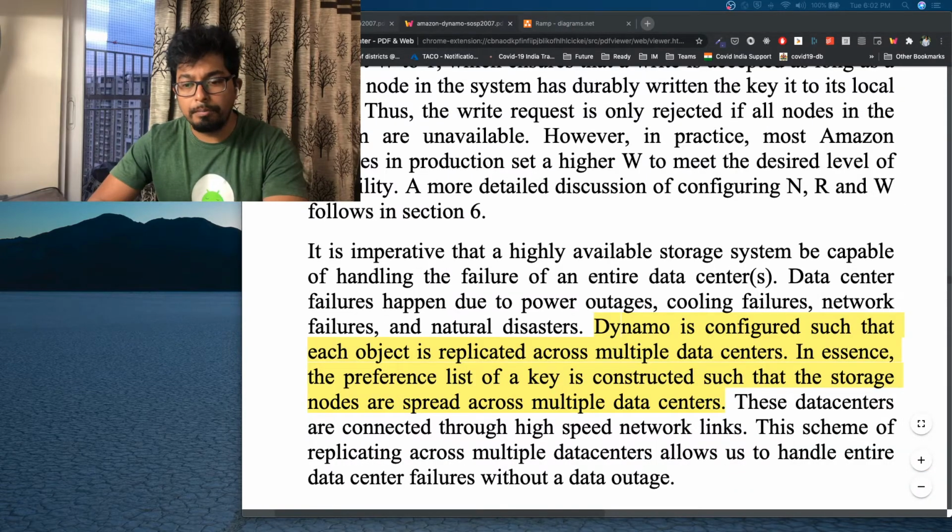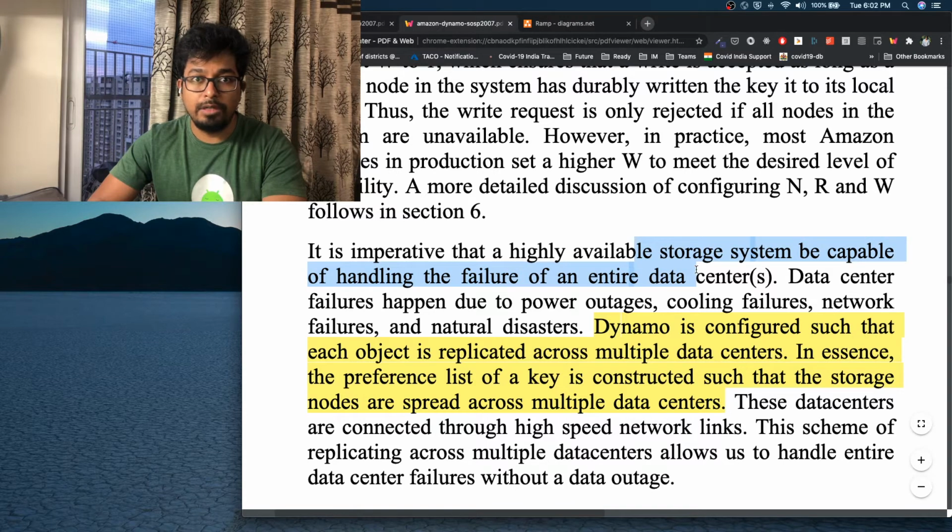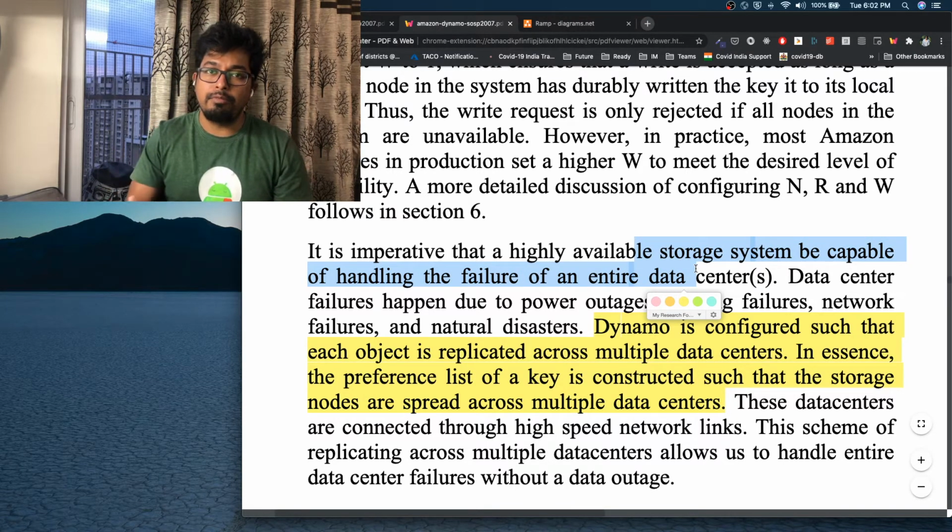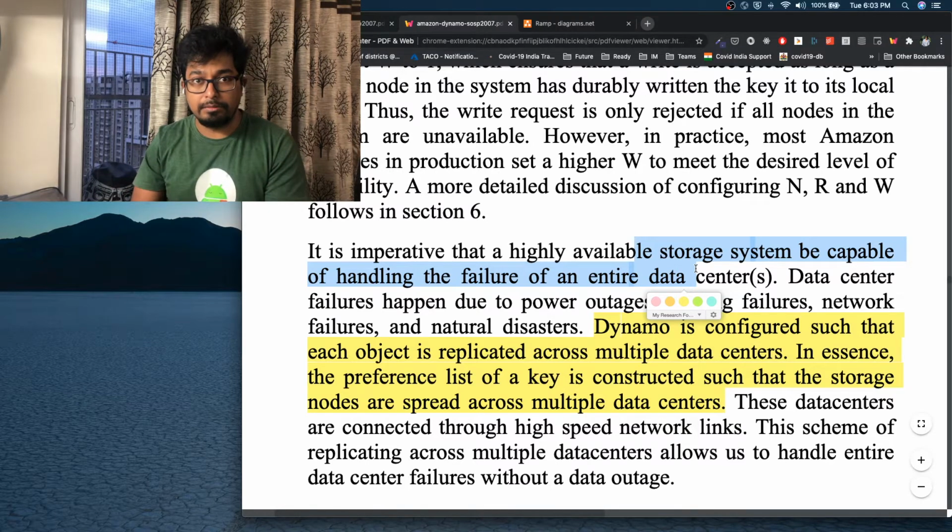So another important point here is that a highly available storage system should be capable of handling the failure of an entire data center. Now this might seem very weird and improbable, but this actually happens. Think of the case of a tsunami. Recently Microsoft's Azure data center was affected because of a lightning strike. So you have natural calamities that can bring a data center down. There could be other cases where a cable cut brings the data center down.